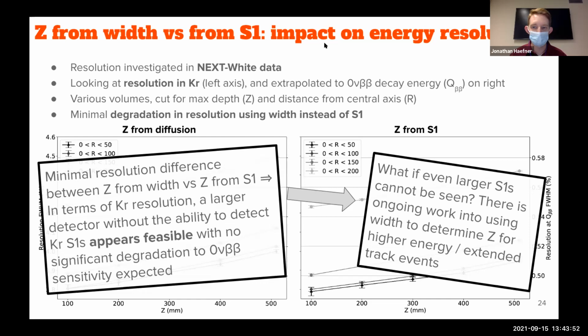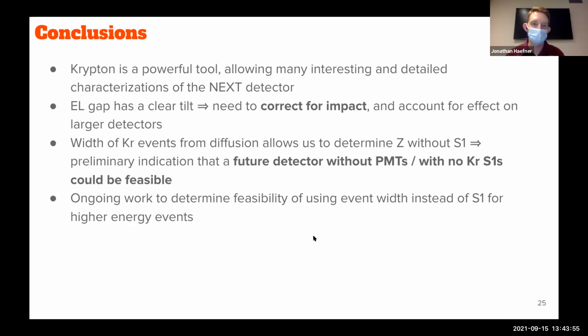So I'll just put up the conclusion and let people ask questions, but the main conclusion is, of course, krypton is a very powerful tool, allowing many interesting investigations of the NEXT detector. Thank you.